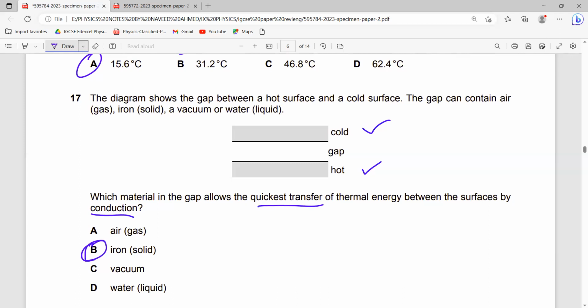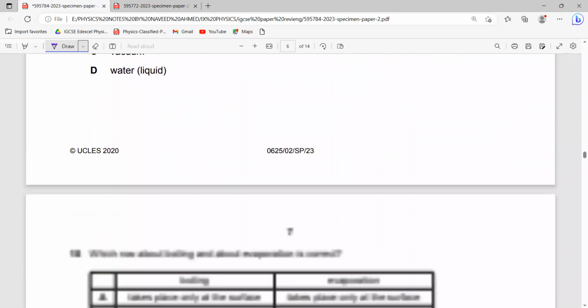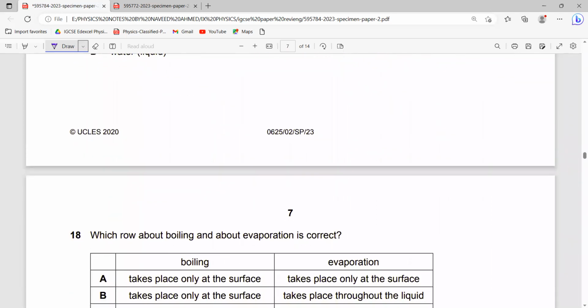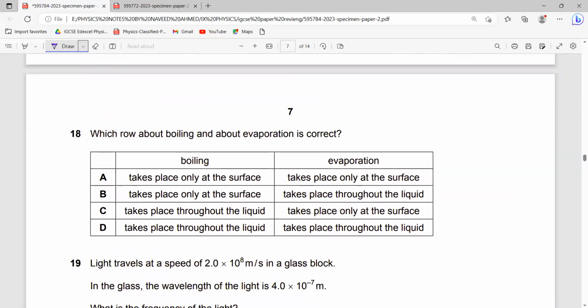This is the quickest way. As you know, conduction occurs in solids, and in solids, atoms are closely packed, and also due to movement of free electrons. So that is why the transfer of energy in conduction will be greater.